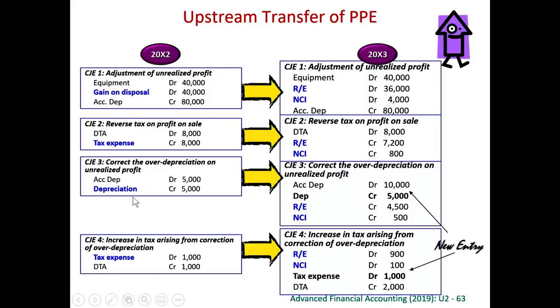The same for the depreciation. We credited depreciation for the current year, but we need to credit depreciation for the last year too. That means retained earnings. So we credit retained earnings 90%, 10% goes to NCI. For tax expense, this is for the current year, and for last year we need to repeat it. So we debit retained earnings 90% and we debit NCI 10%. This is to repeat what we have done last year.